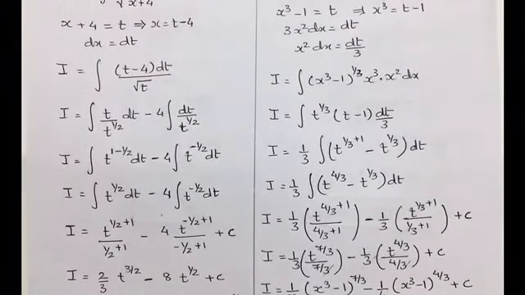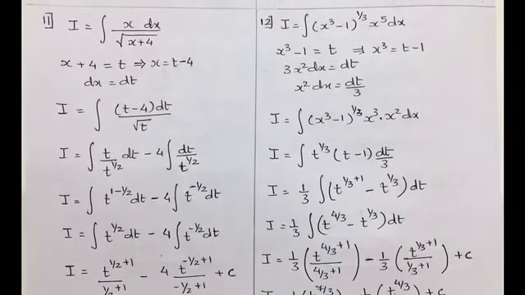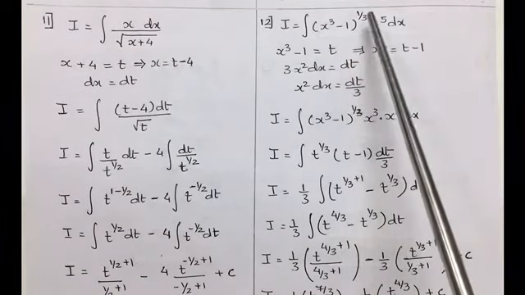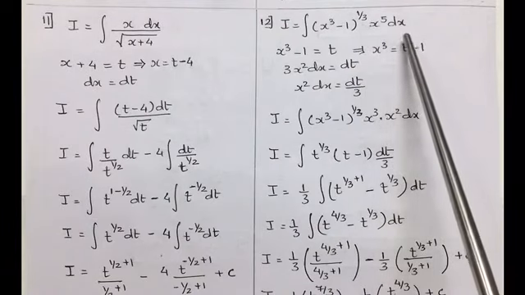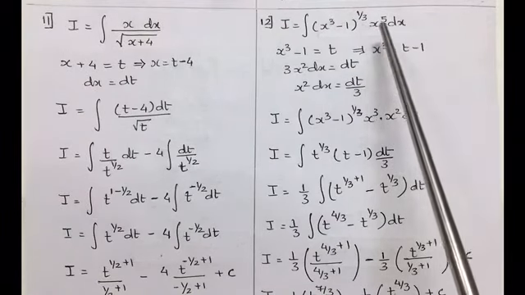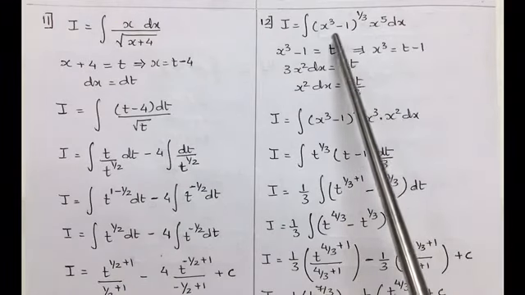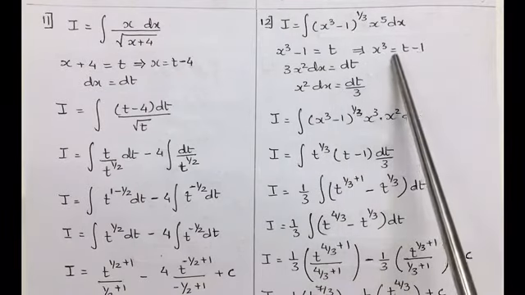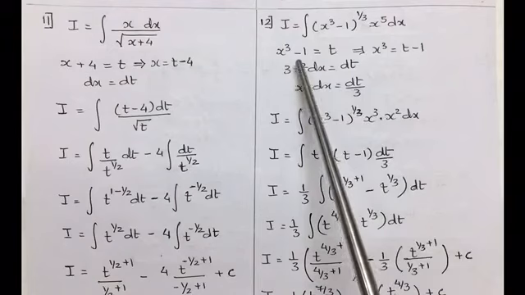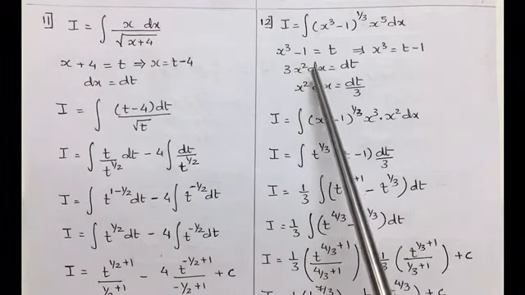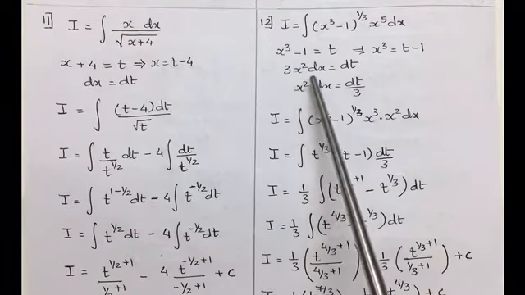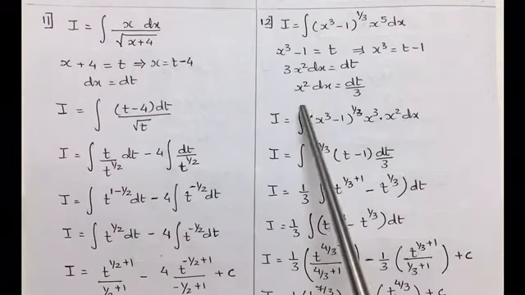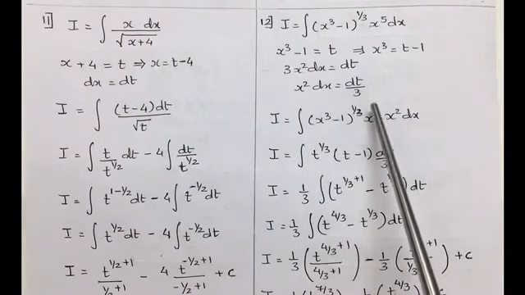Now the 12th one is, question given is x cube minus 1 raised to 1 by 3 x raised to 5 dx. Now taking up x cube minus 1 as t, x cube value we will get as t plus 1. Differentiating x cube minus 1, x cube differentiation is 3x square dx equals dt. Taking 3 the other side, it becomes x square dx is equal to dt by 3.